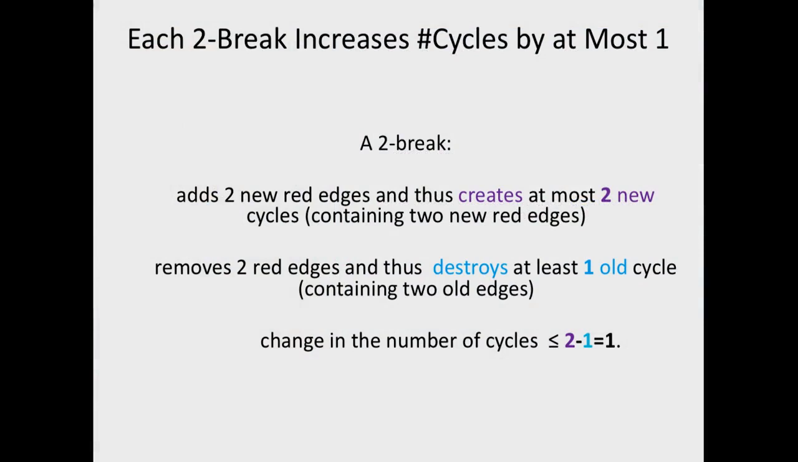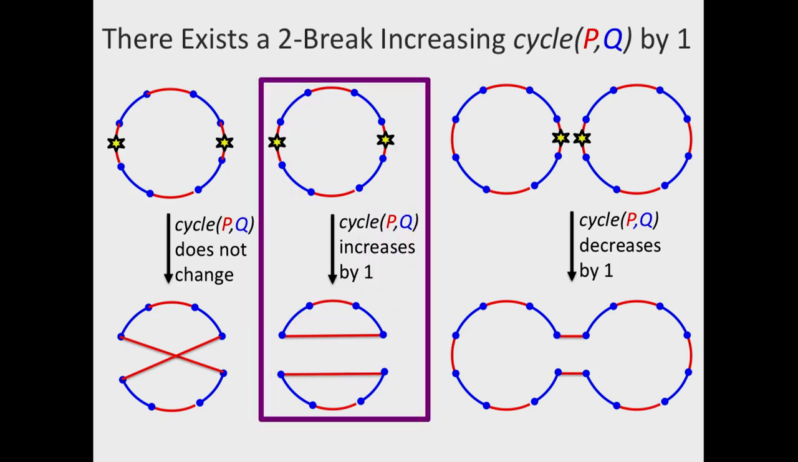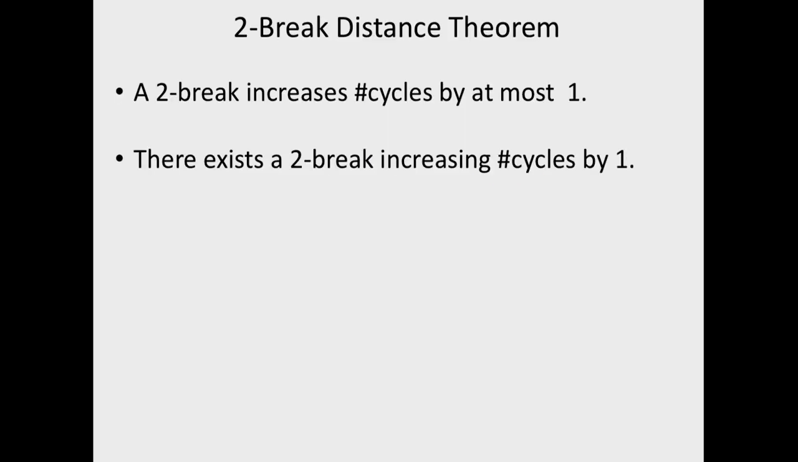And on the other hand, if you watch carefully my proof, then you notice there is always a two-break increasing the number of cycles by 1. And here it is, the central case. Here I present an example of such an increase.